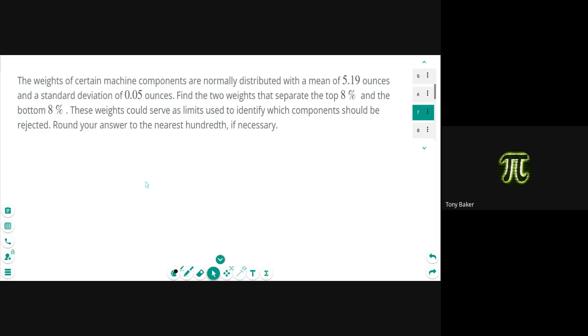All right. So the weights of certain machine components are normally distributed with a mean of 5.19 ounces and a standard deviation of 0.05 ounces. Find the two weights that separate the top 8% and the bottom 8%. These weights could serve as limits to identify which components need to be rejected. So if you think about it, we're looking at a nice little bell curve. And we want 8% down here and 8% up here.